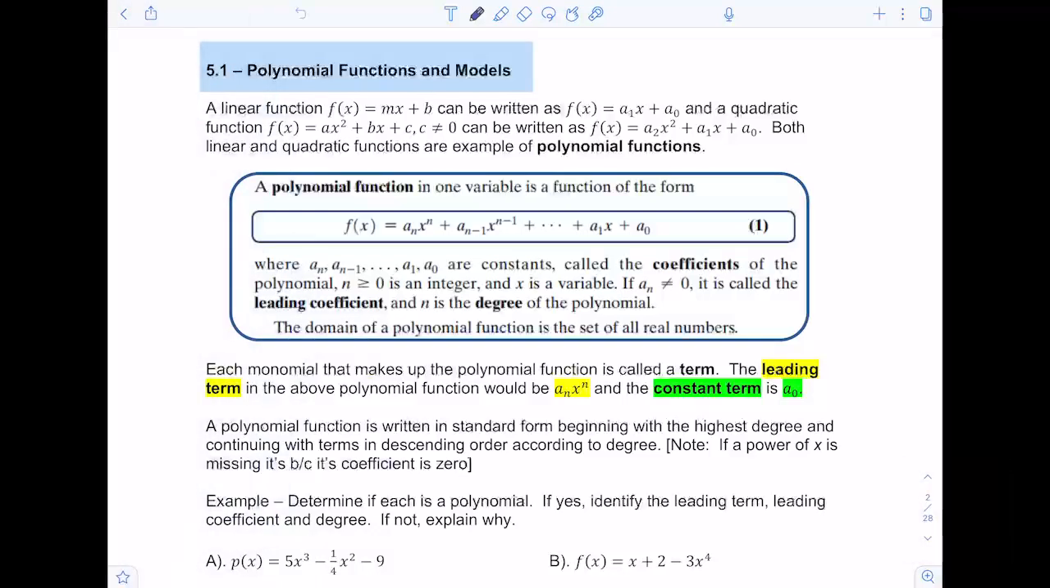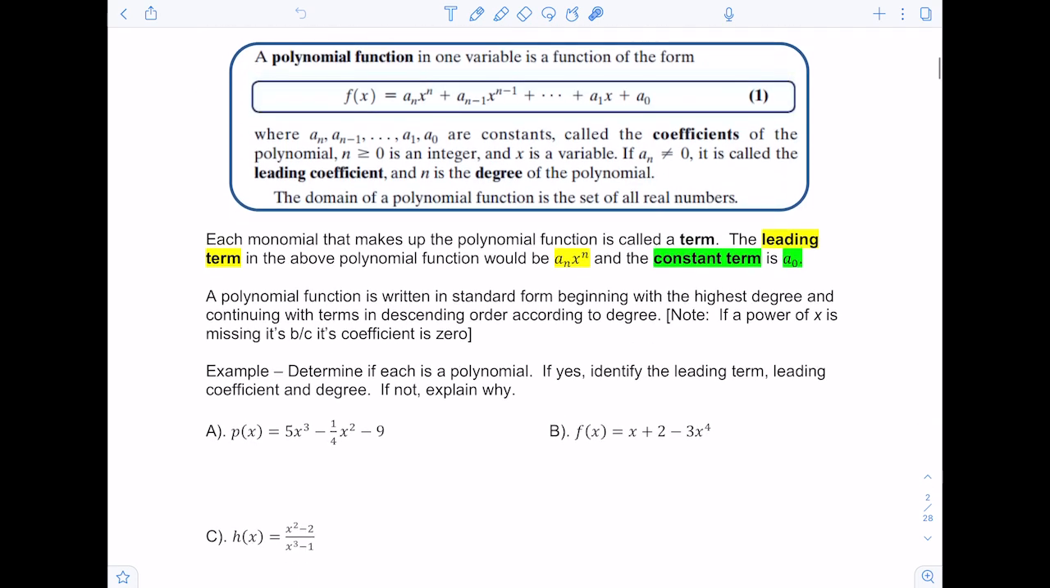Hi everyone, in this lesson we're going to look at polynomial functions and models. So basically a polynomial function in one variable is a function that takes on this form right here, where your a sub n's are all constants or numbers, and when they are attached to a variable we call them coefficients. And the exponent always has to be greater than or equal to 0, so no negative exponents, where x is always a variable. As long as a sub n doesn't equal 0, that is going to be the lead coefficient, and n is the degree of the polynomial.